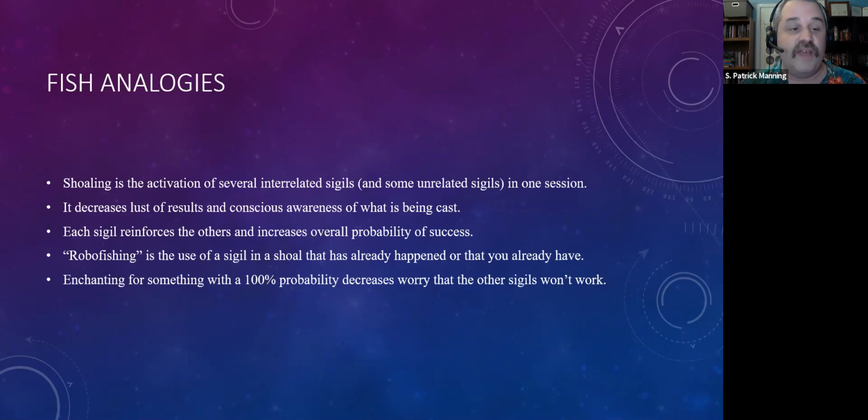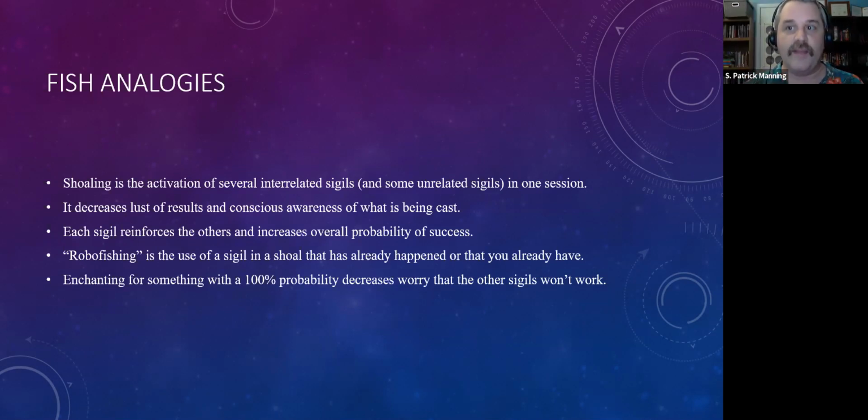They also have this fun term called robo-fishing, which is the use of a sigil in a shoal that represents something that has already happened or that you already have. Instead of just waiting for one to happen and move off, you've already got one that's already done. So that's already going to drag the rest of them with it.